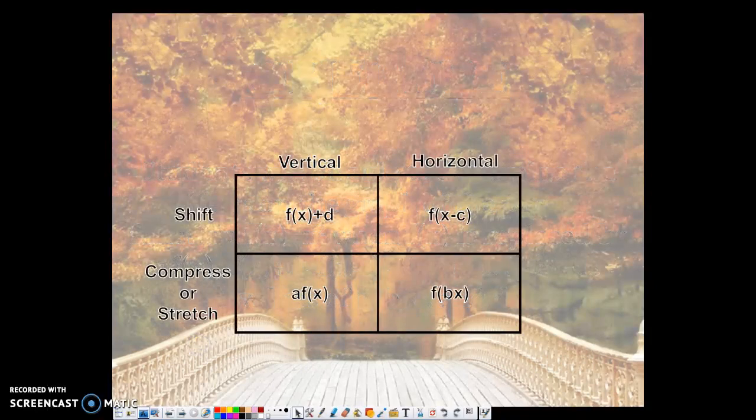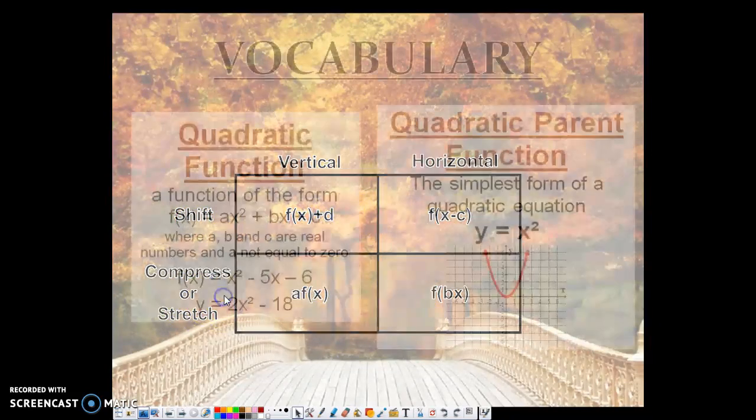So in here, again, let's notice some things. Notice d is on the outside, and so is a. That means it's a vertical change. c is on the inside, and so is b. That means on the inside is a horizontal change because it's with the x value. If it's adding or subtracting, it's shifting. If it's multiplying, it's compression or stretching.